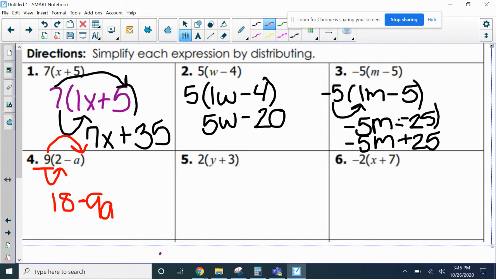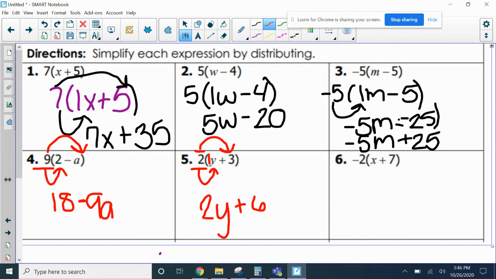You did the same thing in 5. You had 2 times that first term, so 2 times y. Because there's an assumed 1 there. 2 times 1 is 2. Keep the y. 2 times y, because we don't know what y is. And then you're going to go ahead and say 2 times that second term. So plus 2 times 3 gives us 6.